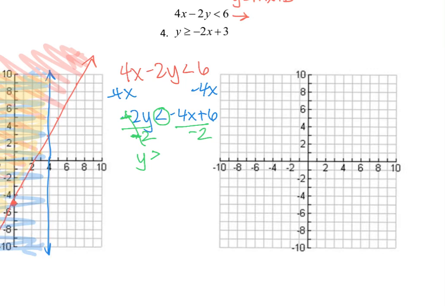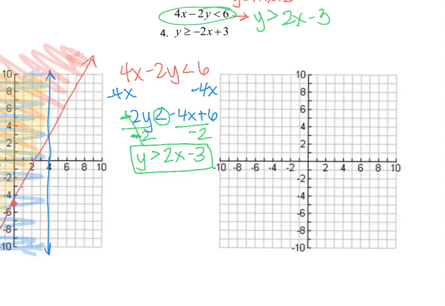Now, I have negative 4x divided by negative 2, okay? So this turns into 2x, and I also have 6 divided by negative 2, which turns into negative 3. Okay, so this right here is my new equation that stems from here. So that really turned into y is greater than 2x minus 3. So let's go ahead and graph that one now.